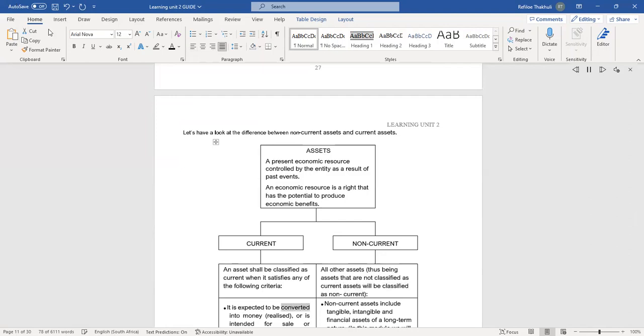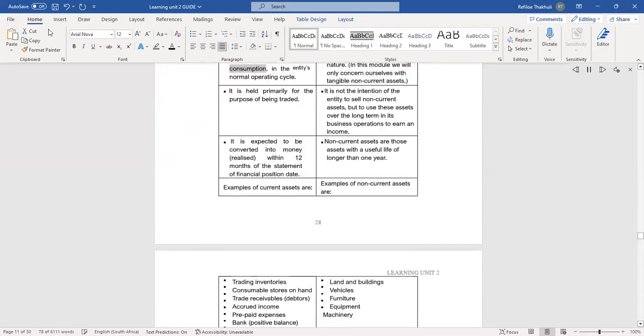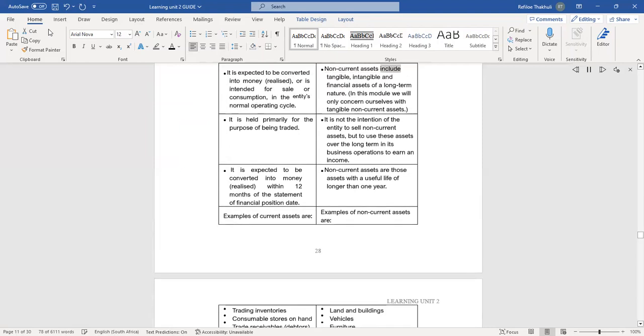It is expected to be converted into money, realized, or is intended for sale or consumption, in the normal operating cycle. Non-current assets include tangible, intangible, and financial assets of a long-term nature. In this module we will only concern ourselves with tangible non-current assets. It is held primarily for the purpose of being traded. It is not the intention of the entity to sell non-current assets, but to use these assets over the long term in its business operations to earn an income.